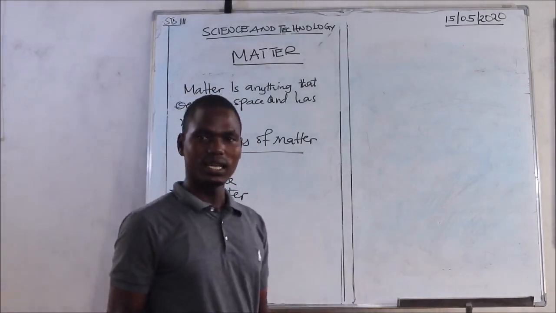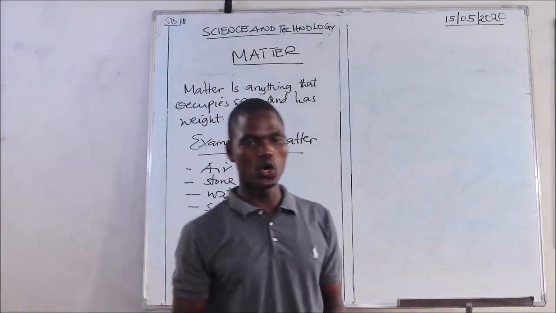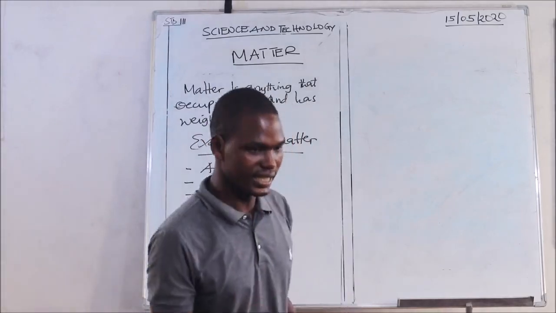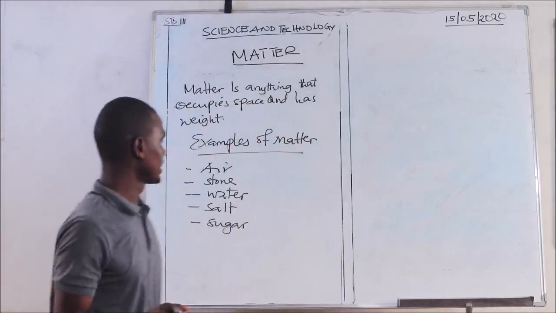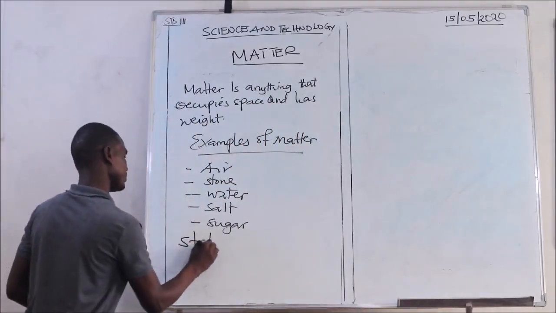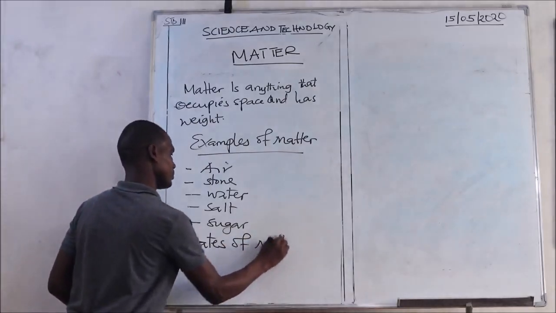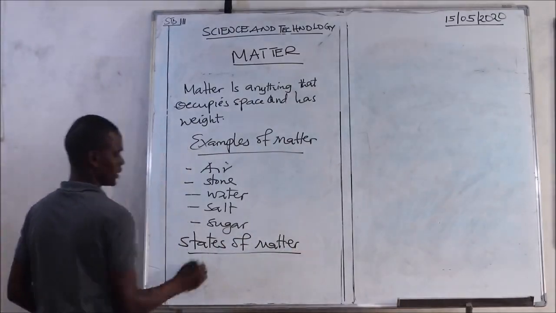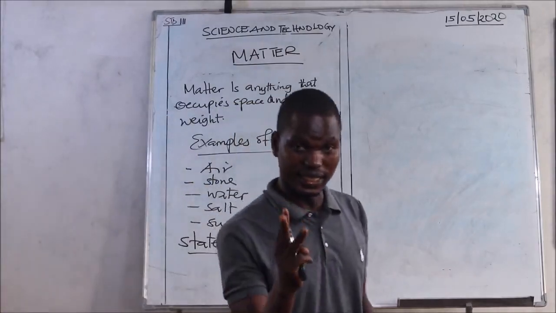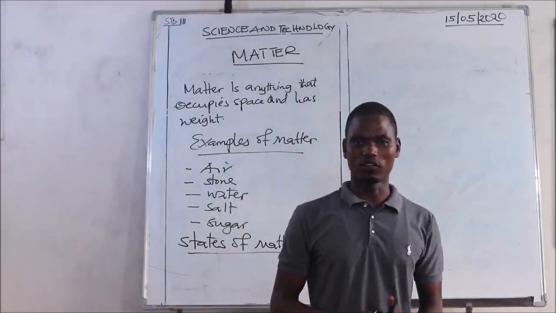Now after this, let's see states of matter. Matter is found in various states. Matter exists in various states. Now in states of matter, we're going to see the three states of matter.